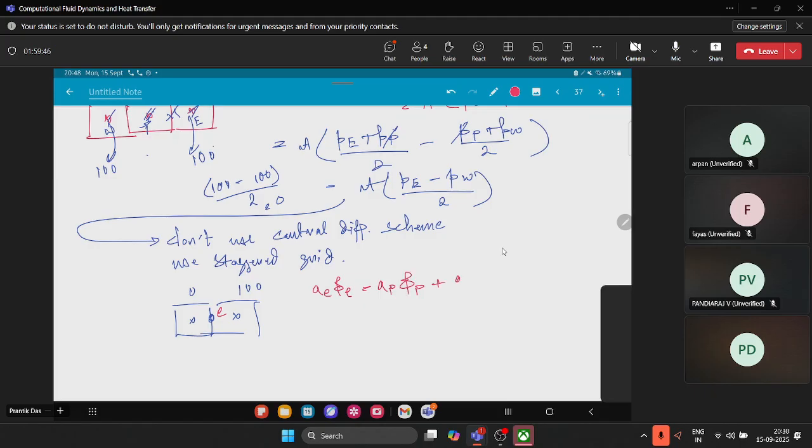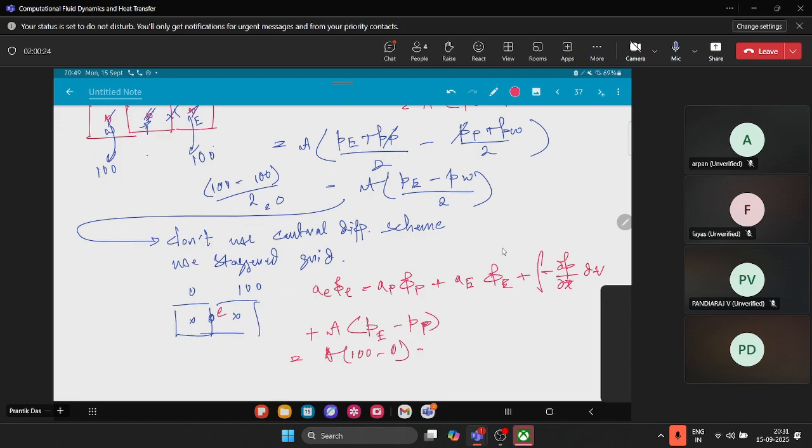So A phi equals AP phi P plus AE phi E. There is a source term. So let us consider it to be like this, minus of dp dx multiplied by delta V, and this becomes area times PE minus PP. So you don't have to use a central difference formula because we know the value of the pressure at the cell centroid itself. So then this becomes 100 minus 0.